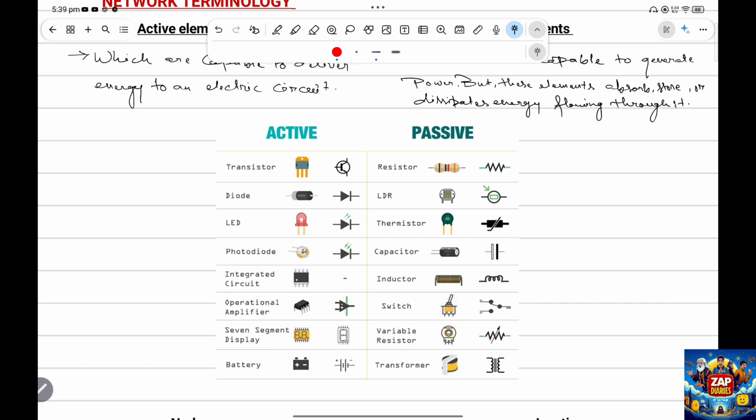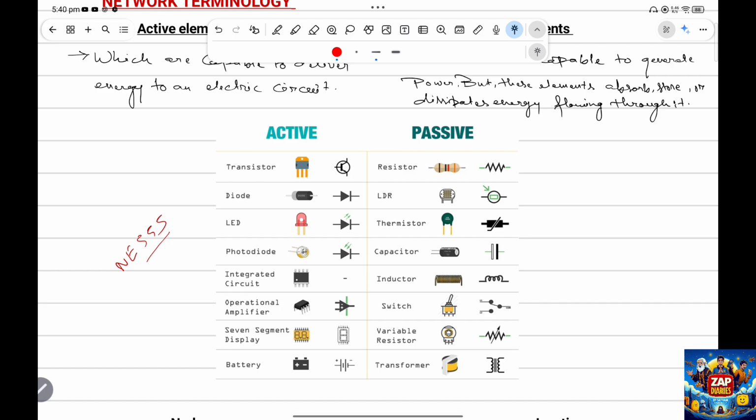Then we have ICs, like integrated circuits. Then operational amplifier. You take it as NE555 is an example of an IC. It's a timer IC. Then we have seven segment displays and a battery. These are all examples of active elements.